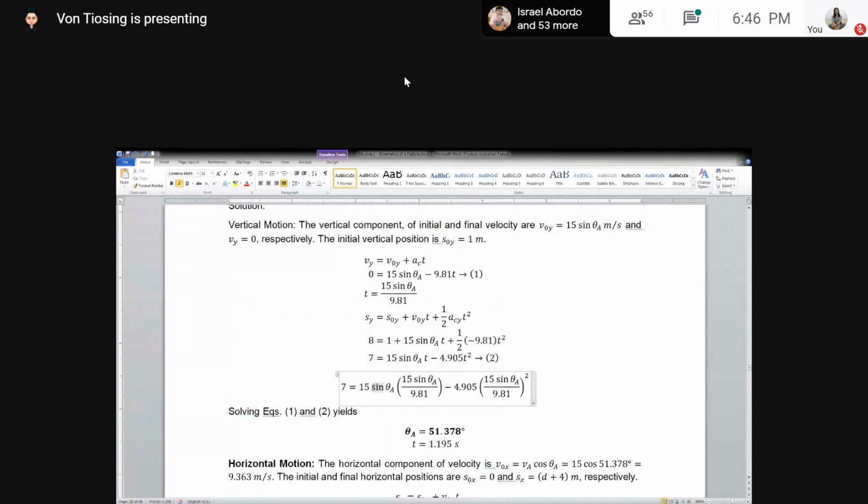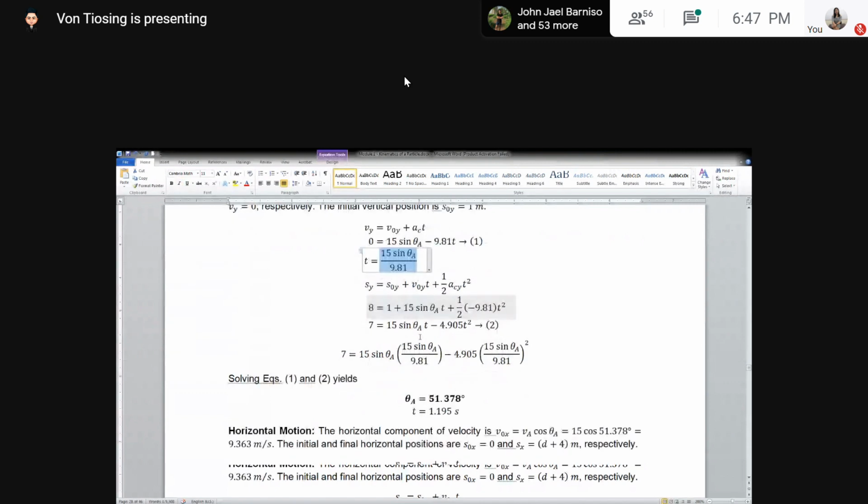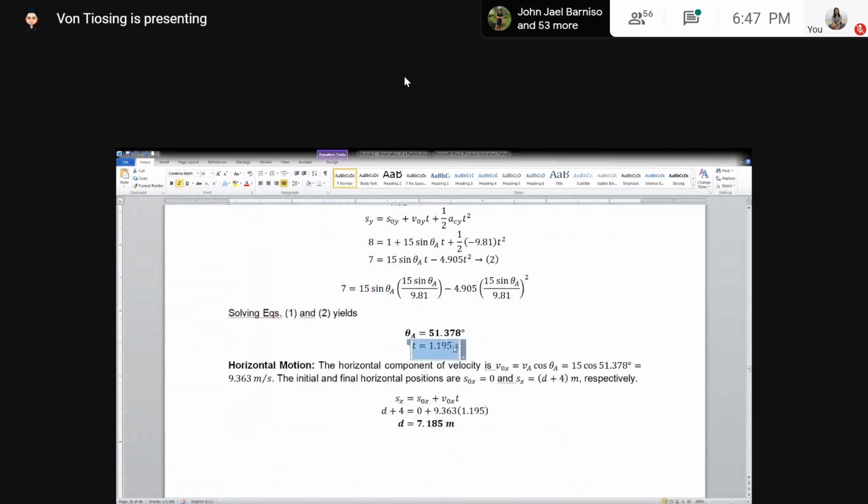Okay, actually, parehas yan magiging sine squared, no? So, we have what? 15 times 15 over 9.81 minus 4.905 times 15 squared over 9.81 squared. So, take the square root. So, 0.78. Arc sine is 51.378. So, same lang yung makukuha natin dito. At kung gusto mo makuha yung T, okay, substitute mo na lang siya rito. Okay, so we got here 1.195 seconds.